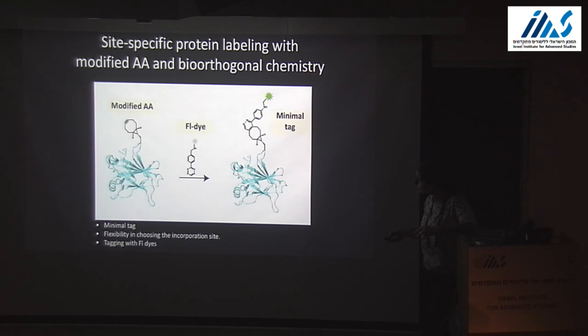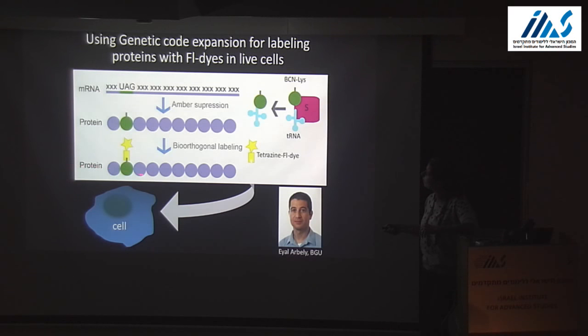And the idea is that you mutate one of the amino acid codons into a TAG, and then instead of it encoding a stop codon, you engineer the cells so that now you incorporate this modified amino acid into the protein sequence. And then, as I said, you have this bioorthogonal chemistry or click chemistry where you can bind the dye directly. So, of course, we need to engineer the cells. You have to introduce a tRNA and a tRNA synthetase and the amino acid. We do all that in very close collaboration with the Elia lab at Ben-Gurion University.